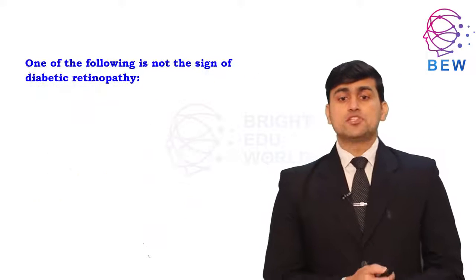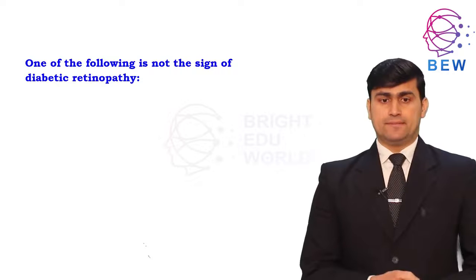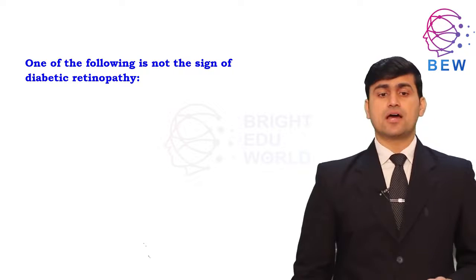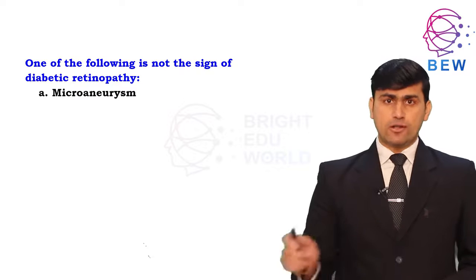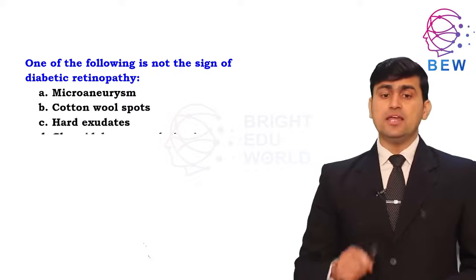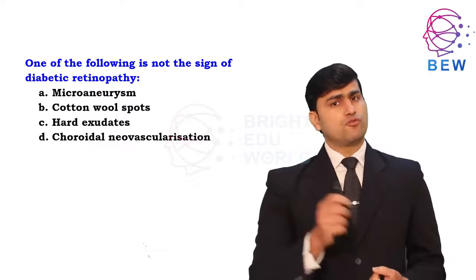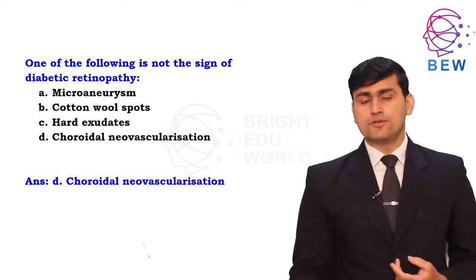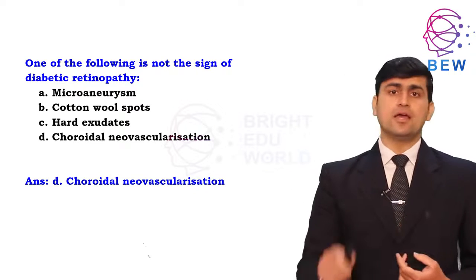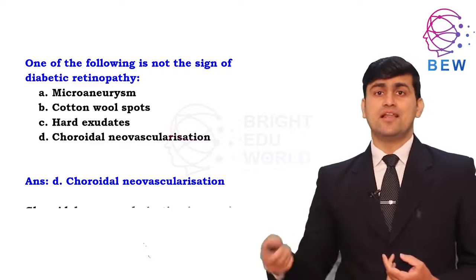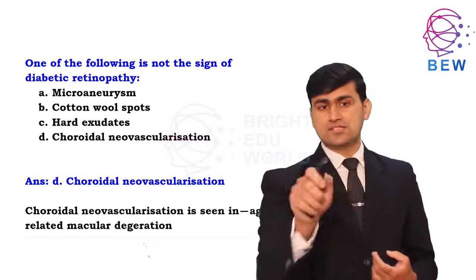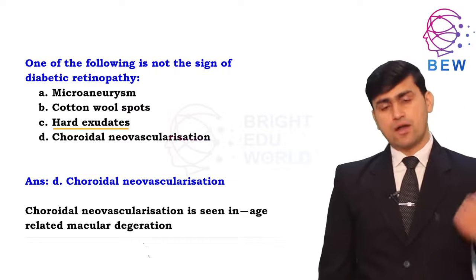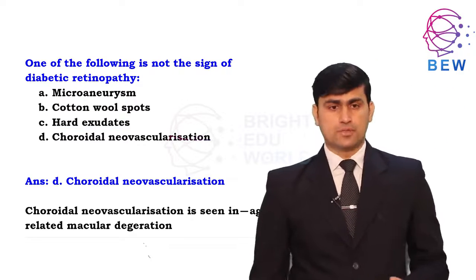One of the following is not a sign of diabetic retinopathy. The options are A. Microaneurysm, B. Cotton wool spot, C. Hard exudates, and D. Choroidal neovascularization. So what is the correct option? Correct answer is D. Choroidal neovascularization. Choroidal neovascularization is seen in cases of age-related macular degeneration, but not in cases of diabetic retinopathy. While microaneurysm, cotton wool spots, hard exudates are all seen in diabetic retinopathy.